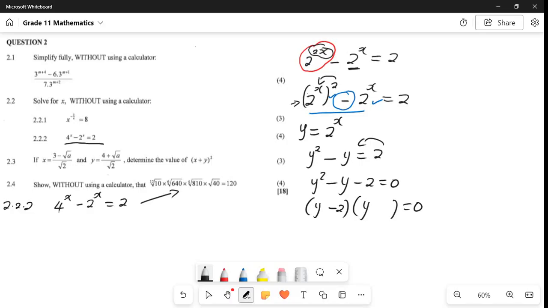Minus 2 and positive 1 seem to be the suitable values. Therefore, our y equals 2, or it is equal to minus 1. But let us look at what we are dealing with. We are dealing with 2 to the power x, and this exponential is positive at all times.